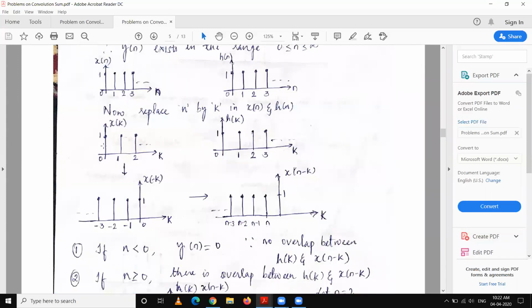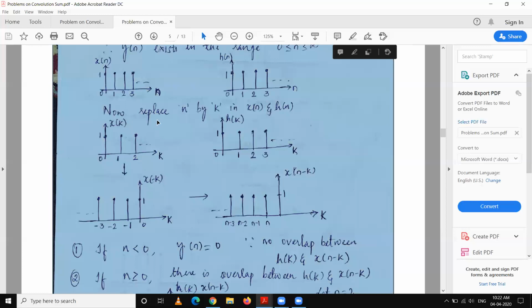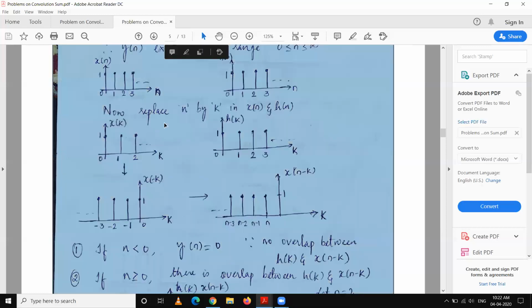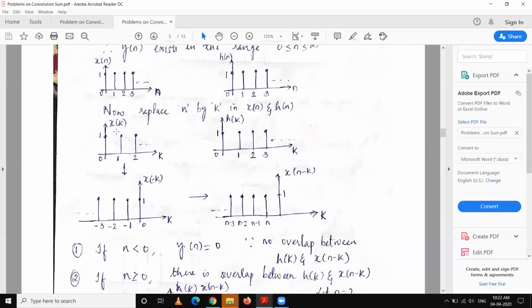Next step, take the time reversal of either of the signals. You can take the time reversal of x of k or h of k. If you take the time reversal of either, you will get the same answer. It is left to you. I will take the time reversal of x of k. So x of k, take the time reversal, and x of minus k will be this, the time reflection.